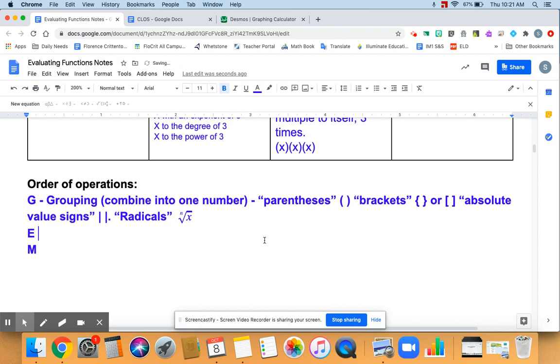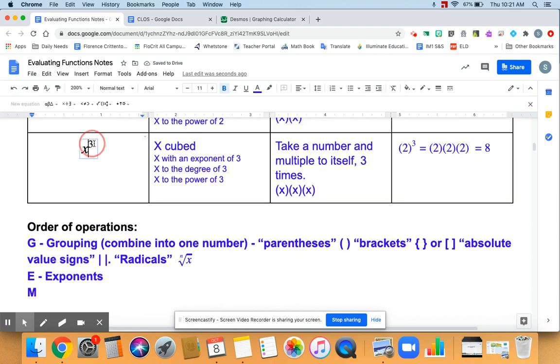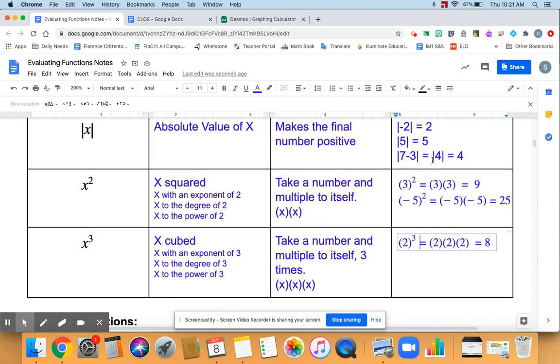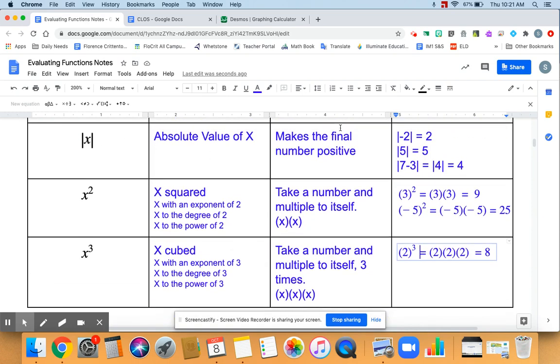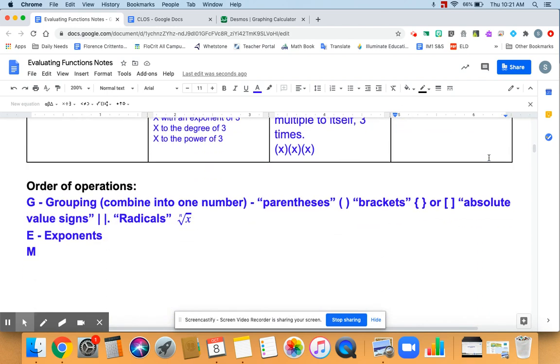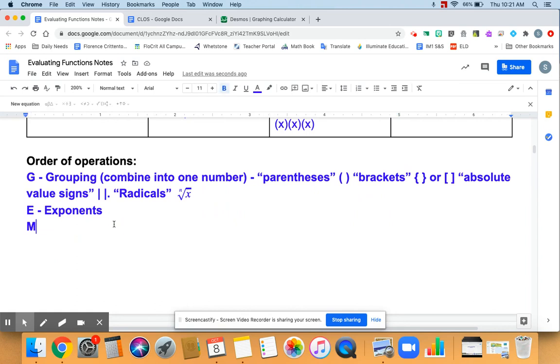Once everything's in one number, the next strongest thing is E for exponents. Exponents are the little numbers up here. Once you have this into one number, like a 2, then you're allowed to do the exponent where you times them together. In a weird way, absolute value works like exponents too, because once it's one number, then you take the absolute value of it. So once you have one number, you do those exponents. Then M stands for multiply / divide.